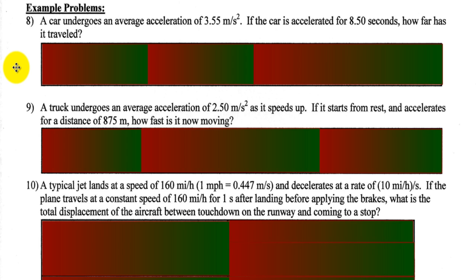So number 8, a car undergoes an average acceleration of 3.55 meters per second squared. If the car is accelerated for 8.5 seconds, how far has the car traveled? So if the car undergoes an average acceleration of 3.5, we know acceleration. The car is accelerated for 8.5 seconds, so we have a time. And how far has it traveled?